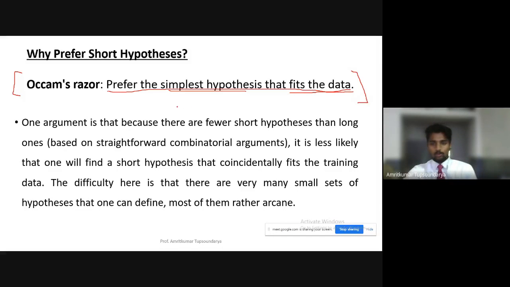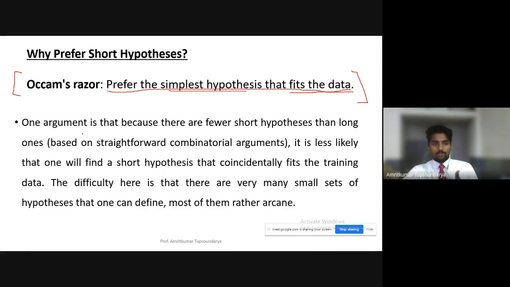It has its own problem, its own difficulty. Now what are those problems, those difficulties? One problem is the argument that there are fewer short hypotheses from the whole set of hypotheses. When we search the hypothesis space, we will have very few short hypotheses, and mostly the hypotheses will be either medium sized or complex. So the quantity of shorter hypotheses in the set that we have is very small. That is one problem here, but that is not the actual problem.